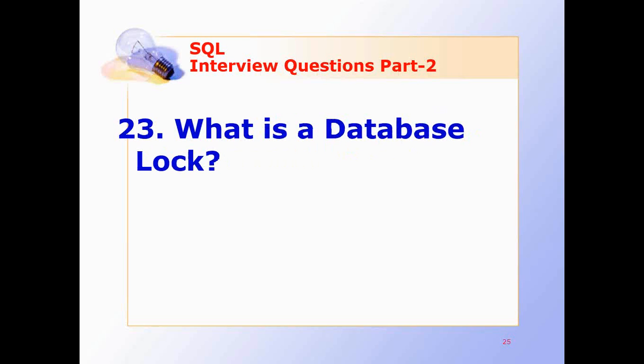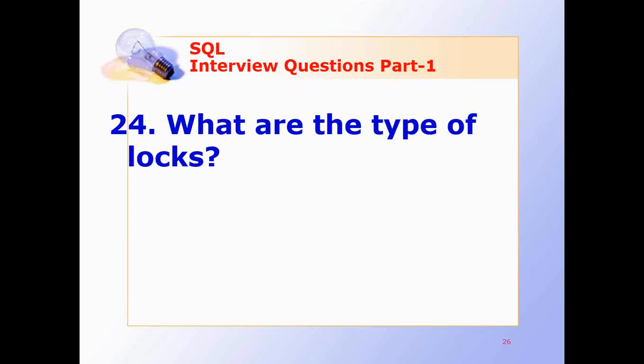What is a database lock? A database lock tells a transaction if the data item in question is currently being used by other transactions. What are the types of locks? Shared lock, exclusive lock. Shared lock. When a shared lock is applied on a data item, other transactions can only read the item but can't write into it. Exclusive lock. When an exclusive lock is applied on a data item, other transactions can't read or write into the data item.